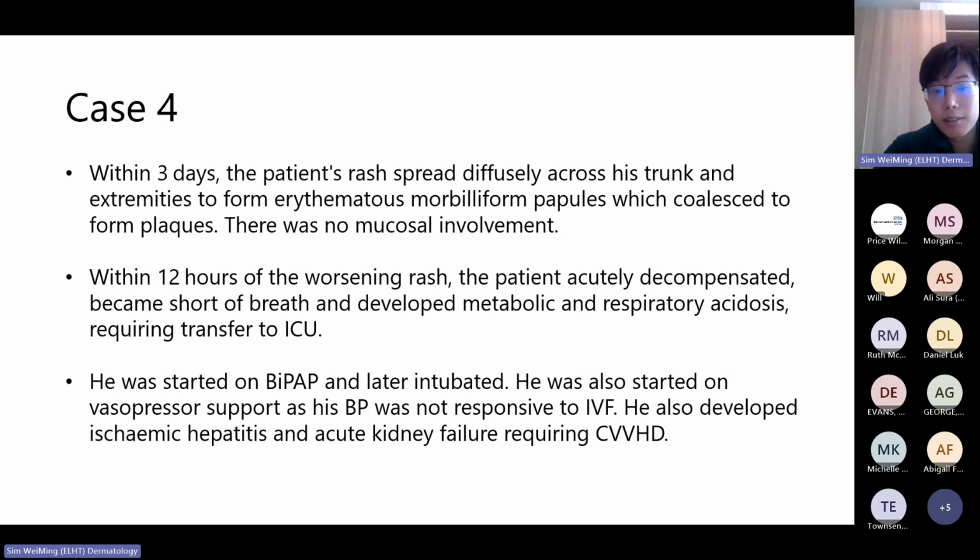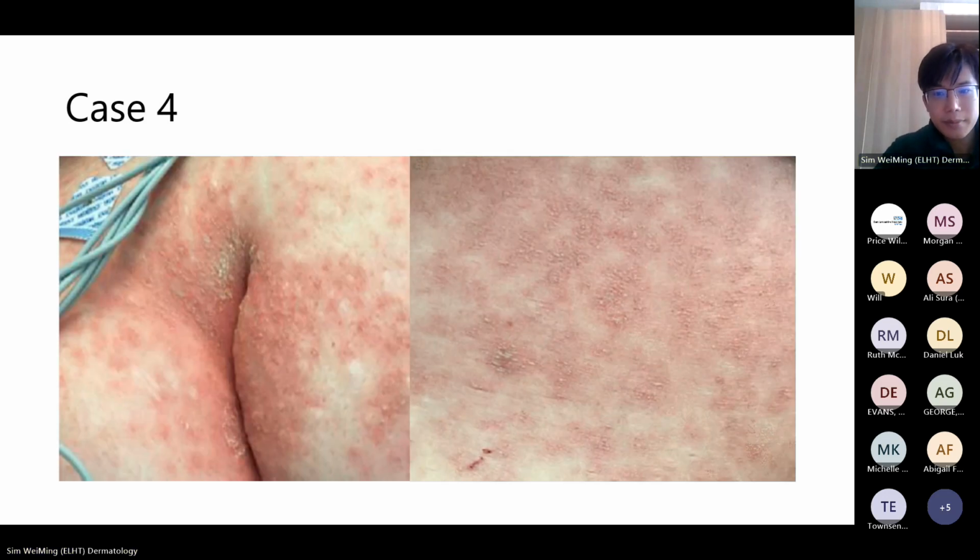And actually, within 12 hours of the worsening rash, he acutely decompensated. He became short of breath. He developed metabolic and respiratory acidosis, and he needed to be transferred to ICU. He was then started on BiPAP and even intubated, and then started on vasopressor support, and also developed shock liver and AKI from the sepsis. So this is what the rash looks like.